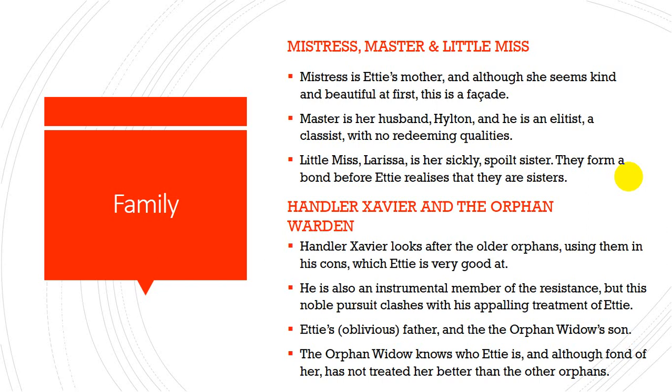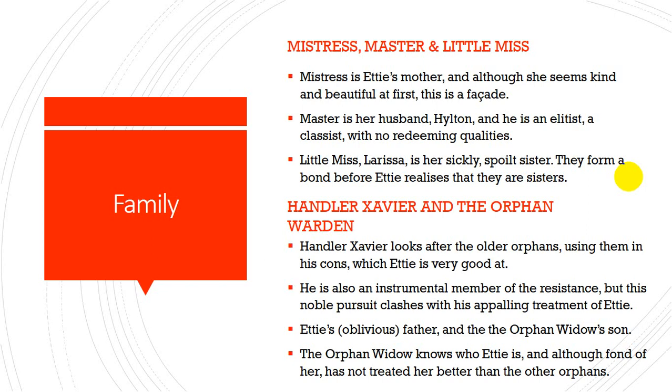Mistress is her mother, and although she seems kind and beautiful, this is a facade. Master is her husband Hilton, and he is an elitist, a classist. He has no redeeming qualities. He's really a dreadful man. And then Little Miss is Larissa, her sickly, spoilt half-sister, and they form a bond before Edyth realizes that they are sisters.